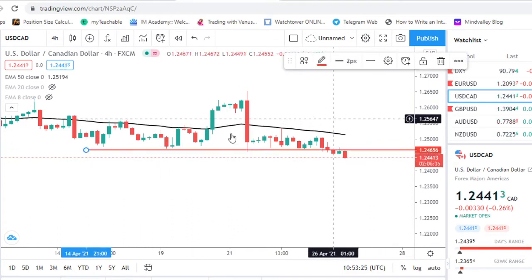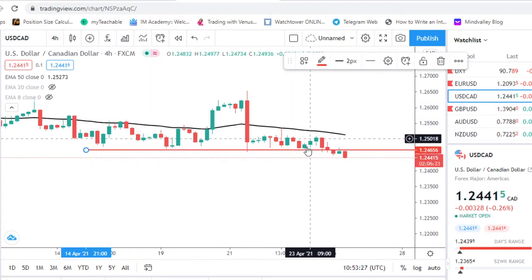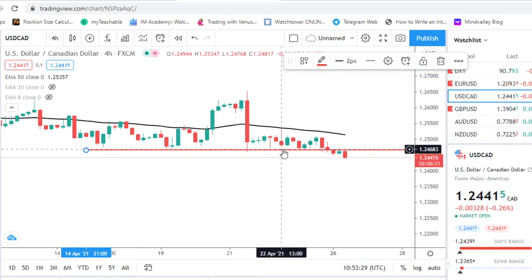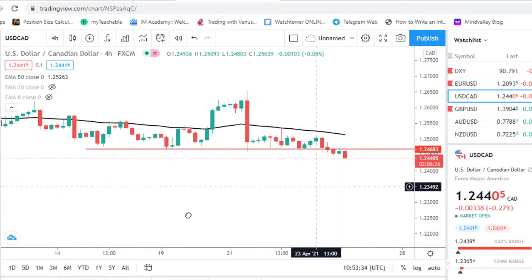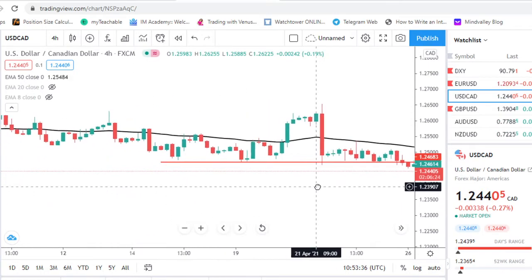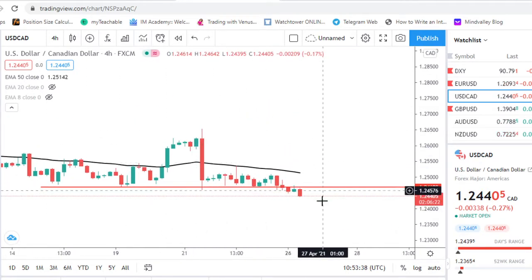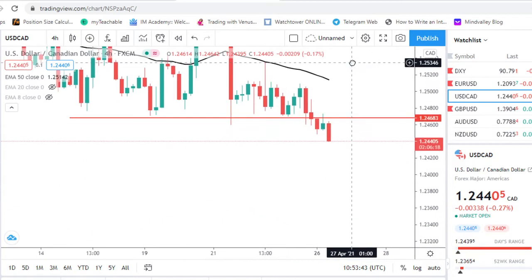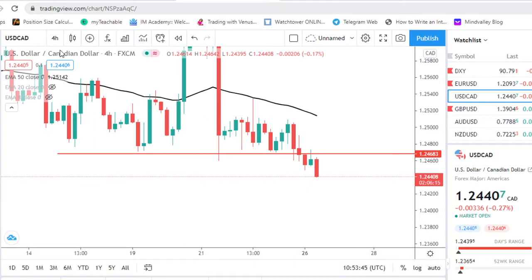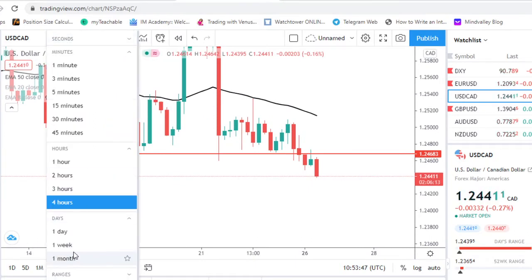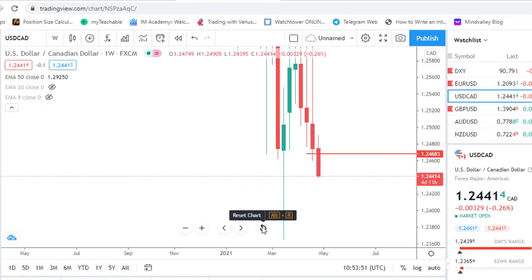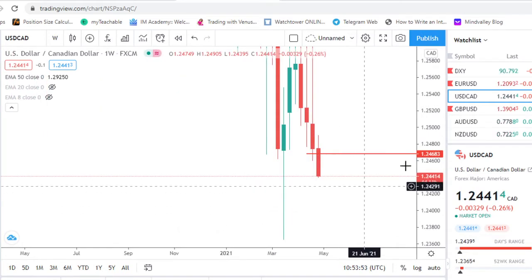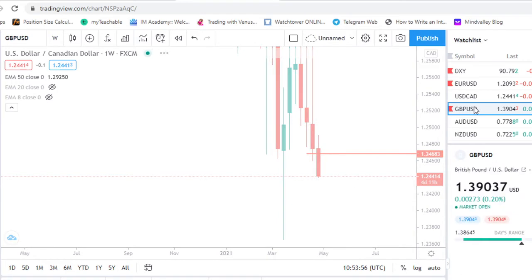Okay, so this was like a support that has been broken. We have a support on the 4-hour time frame that has been broken, and we have retracement, so it is continuing its way down, and we expect continuation of the bearish move. All right, so let's move on to the weekly, and let us take a look at USD.